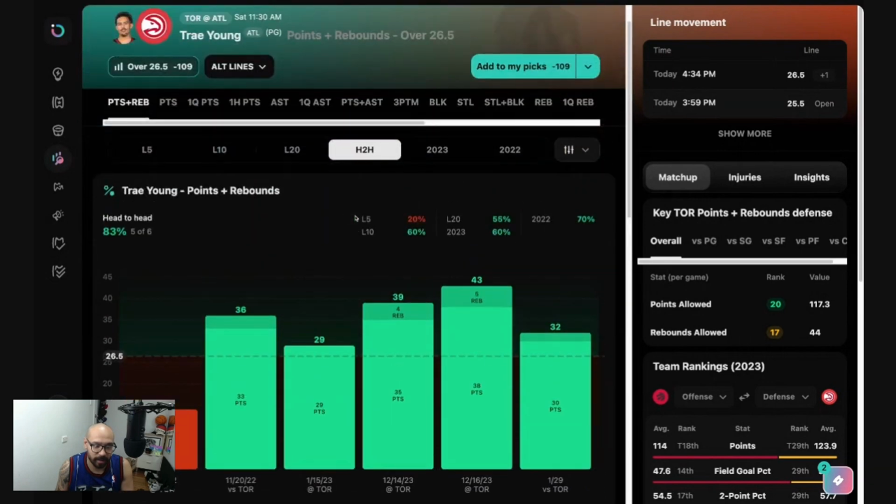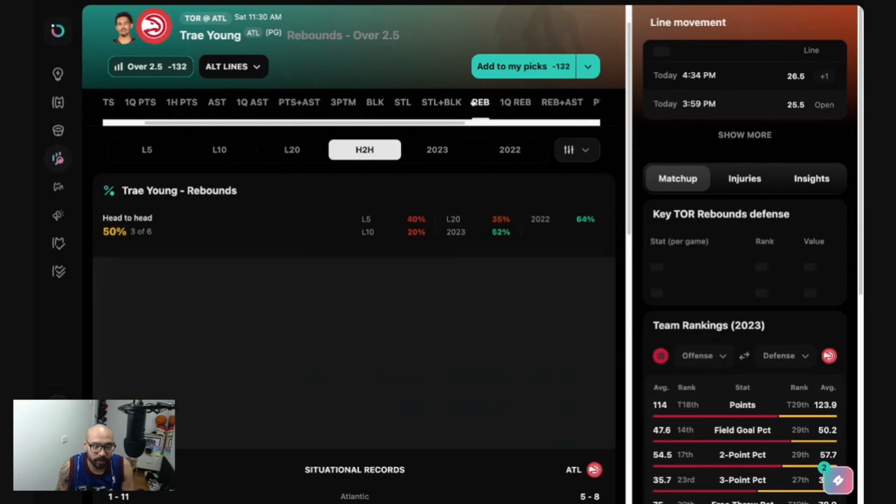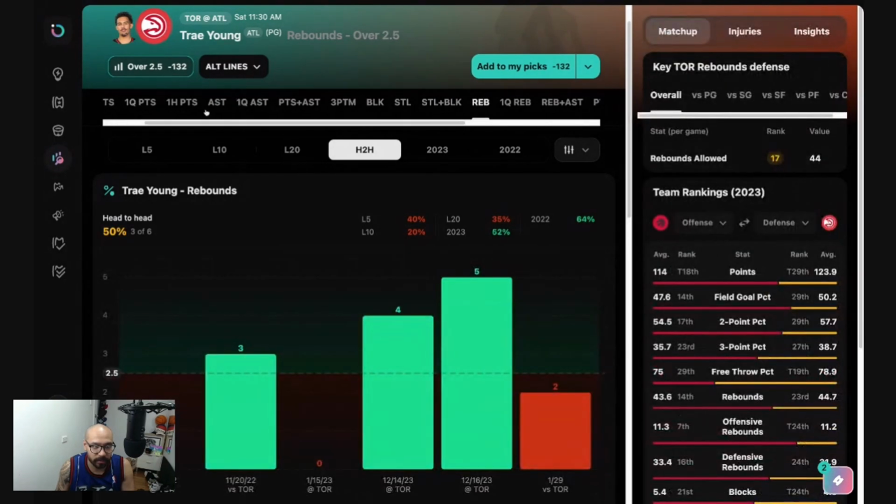This is the head-to-head matchup. We can see that to cover his line of 26.5 points plus rebounds, Trae Young has absolutely murdered this. He's covered this in 5 consecutive games against the Toronto Raptors, which is pretty crazy. And in all of these games, he's covered this in points alone. In 2 of these games, though, he had very strong rebounding efforts, with 5 and 4 rebounds. Let's just quickly check his rebound line for this one. His rebound line is 2.5. Okay. Which he's covered in 3 of 6 games.